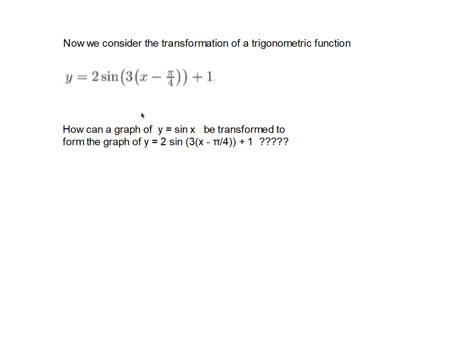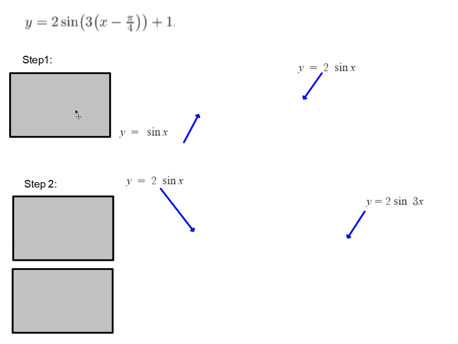Now we need to apply them to a function like this, a sine function. How can a graph of y equals sine x be transformed to form a graph of y equals 2 sine, etc., etc., etc.? Well, there's 4 steps. The first step, we think of sine x and sketch it, and then we'll sketch from that a graph of y equals 2 sine x. Now the 2 here indicates to me that we need to stretch it vertically by a factor of 2.